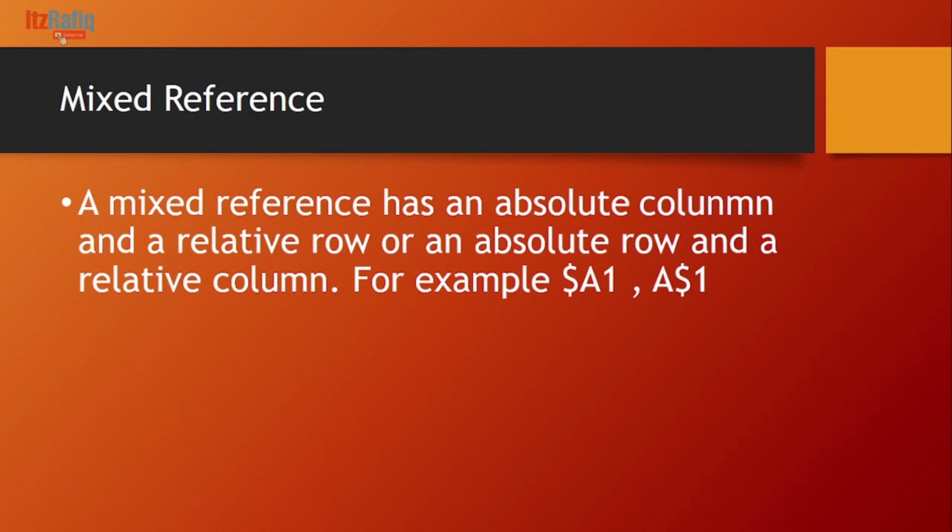A mixed reference has an absolute column and a relative row, or an absolute row and a relative column. For example, $A1: here the column A is absolute and the row is relative. The row can be 2, 3, 4, like $A1, $A2, $A3 and so on.